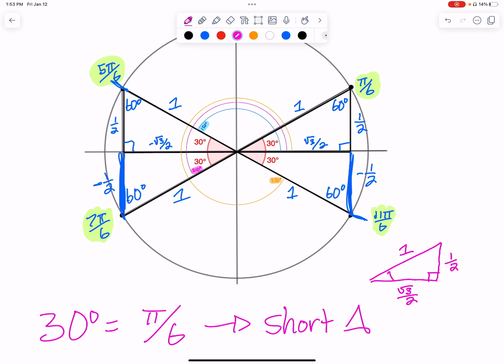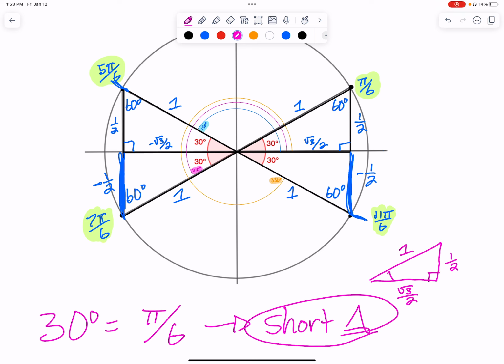Pi over 3 is the tall triangle. And to make it tall, I put the big side on the tall part. Short triangle, pi over 6, I do a short triangle, which means the base has to be longer, so the height is shorter than the other one. I hope that makes sense. This terminology is going to be really important for the way that I describe things.